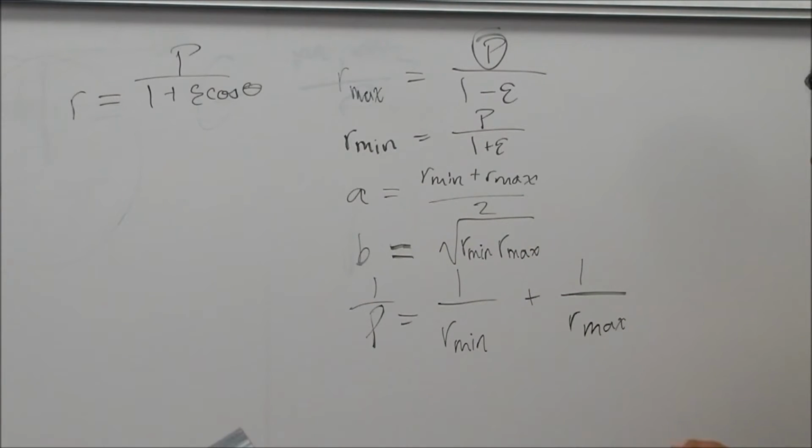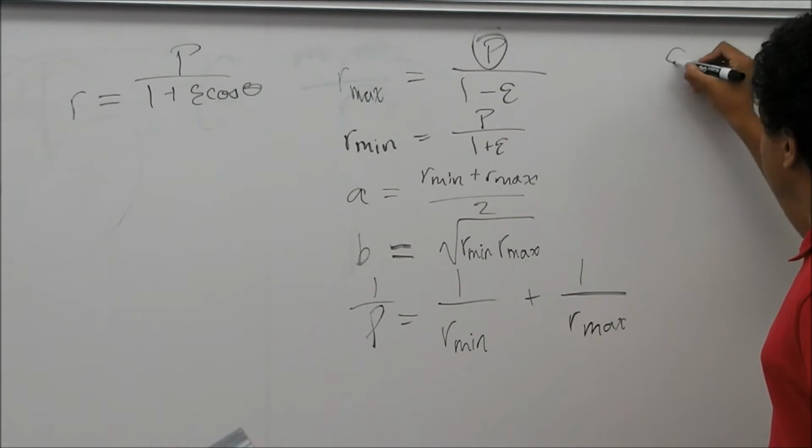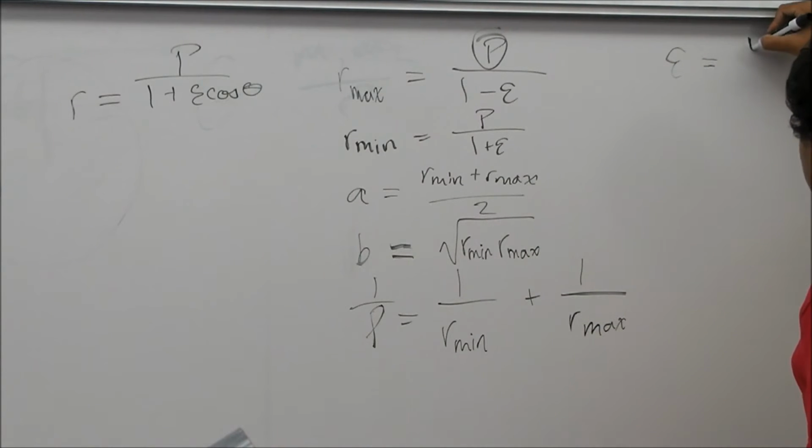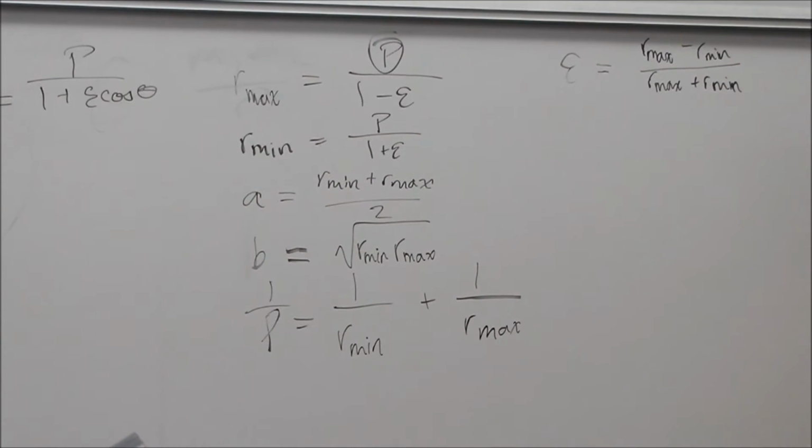And finally, we have the eccentricity of orbit, epsilon, which equals something called the coefficient of variation, r max minus r min over r max plus r min. So this is another useful constant. And by the way, if you don't want to write all this down, I have a list that I will be posting online.